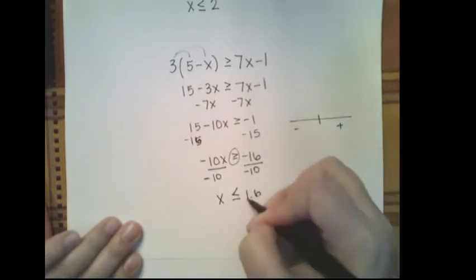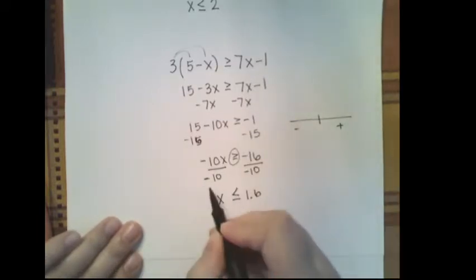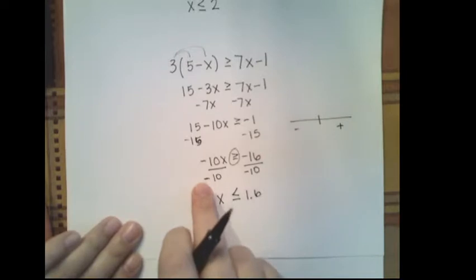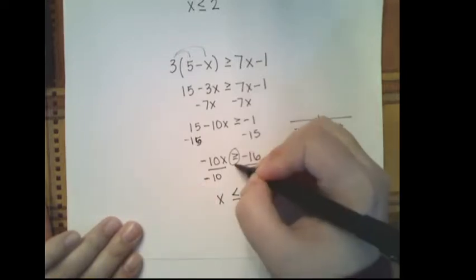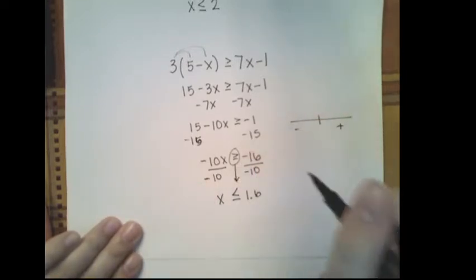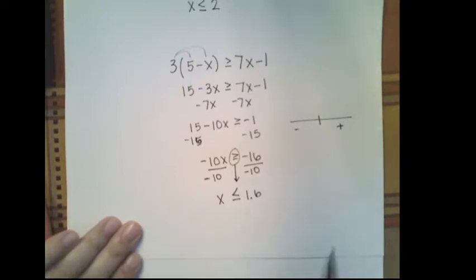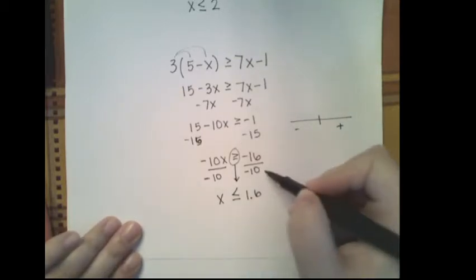That's the unique case. So every time we divide by a negative number, the symbol needs to flip directions. That is the only time we change the symbol, is when we're dividing by a negative.